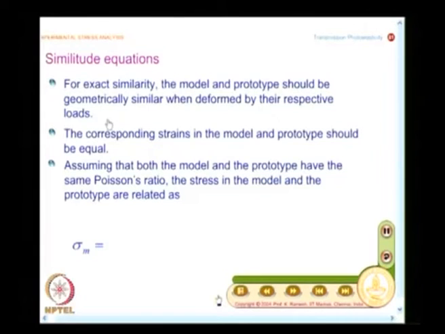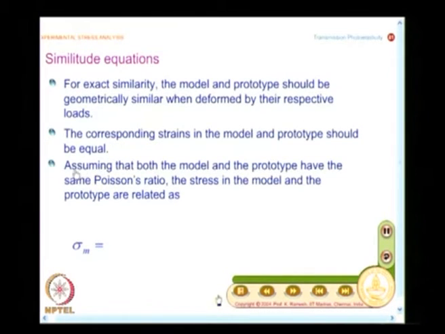And what we are looking at here is that the model and prototype should be geometrically similar when deformed. So that is the issue that you take up, to find out what is the load that I can apply on the model. So what we look at here is that the strains developed in the model and prototype should be equal. This is the desirability.